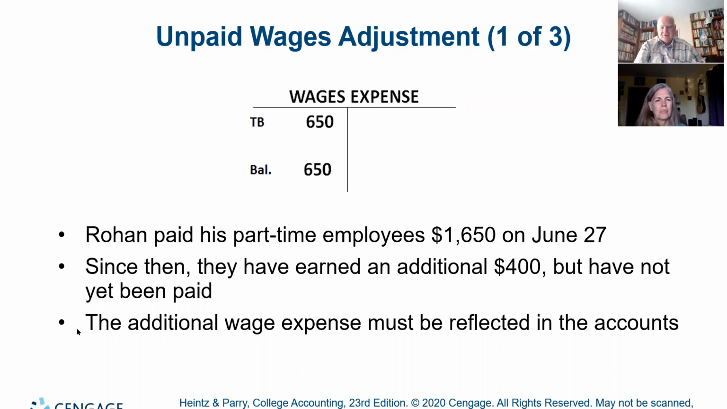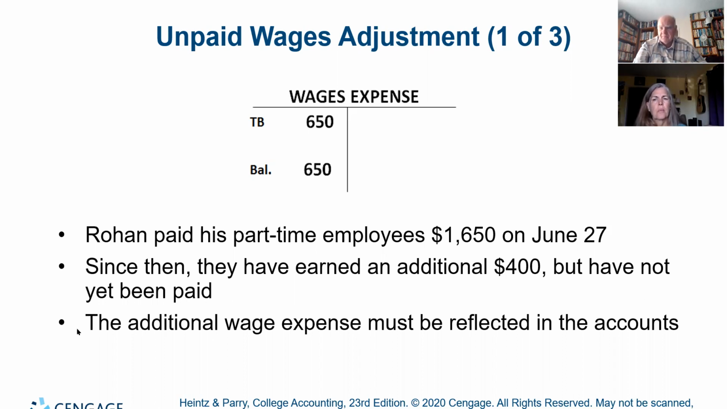Rowan had already paid $1,650 to his employees, okay? So that's the expense that's showing as of the 27th of the month. That $1,650, he recorded and he paid it. We're done with that payroll. But people worked on the 28th, the 29th, and the 30th of June. They worked 3 days. And during those 3 days, they earned another $400. Because they worked it in June, we have to record that expense in June.